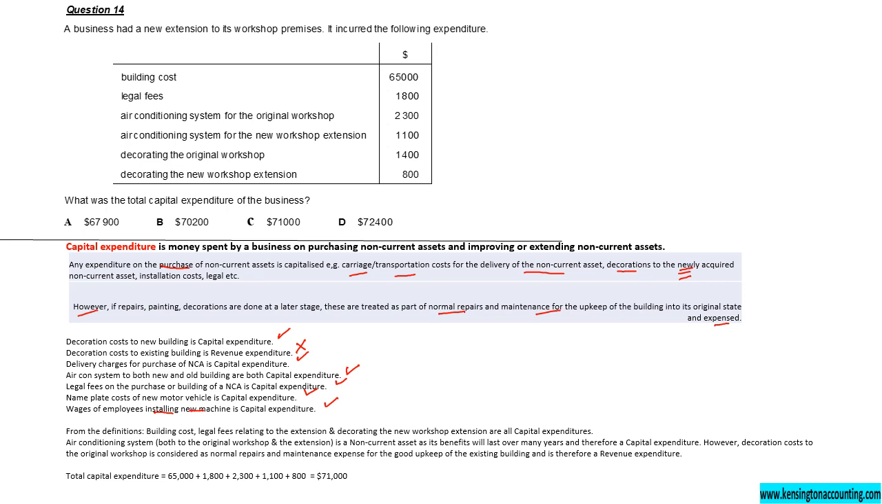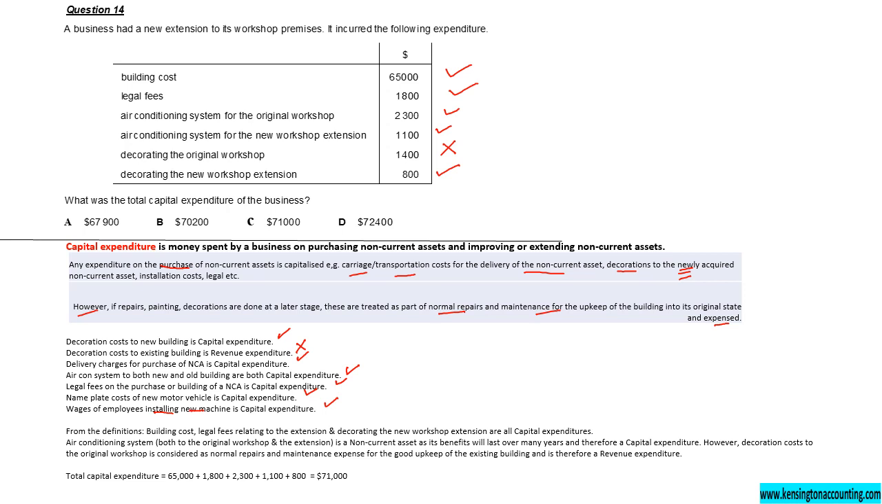Now going back to the questions, building costs, obviously that's a capital expenditure. Legal fees relating to that's also a capital expenditure. Aircon, whether to the new building or original building, they are both equipment, they are both capital expenditure. Decoration costs, if it is to a new building, it is capital expenditure. However, if it relates to an old or original building, like in this case, it is considered a revenue expenditure and an expense, part of the repairs and maintenance expense account, and it is not a capital expenditure.